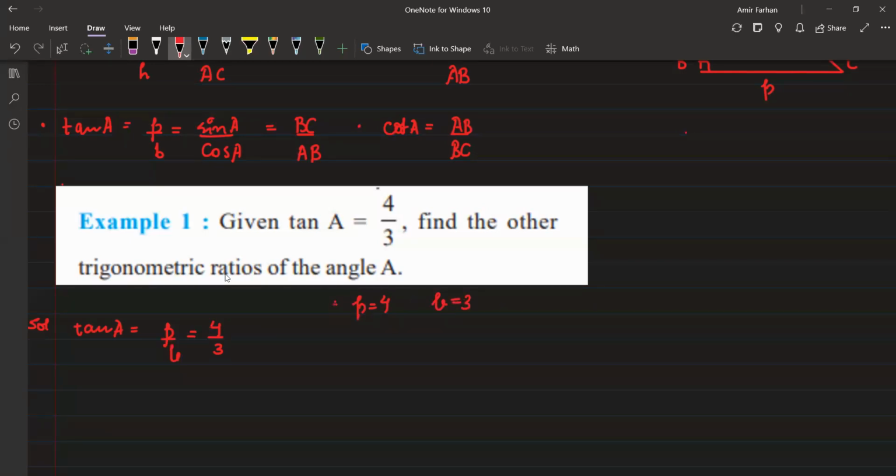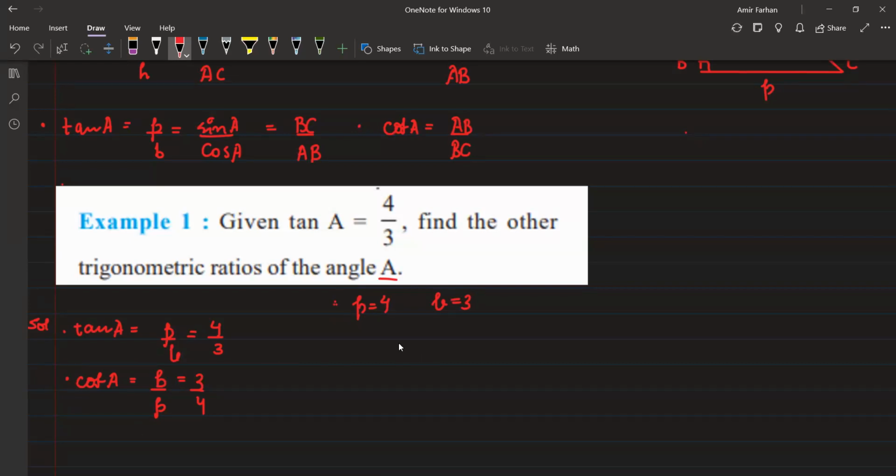Now we need to calculate the other trigonometric ratios of angle A, which are sine, cos, cot, cosec and sec. First of all, I can get the value of cot just by inversing them. Cot is the inverse of tan. Basically, we can just reciprocate it, and we'll get the value of cot.